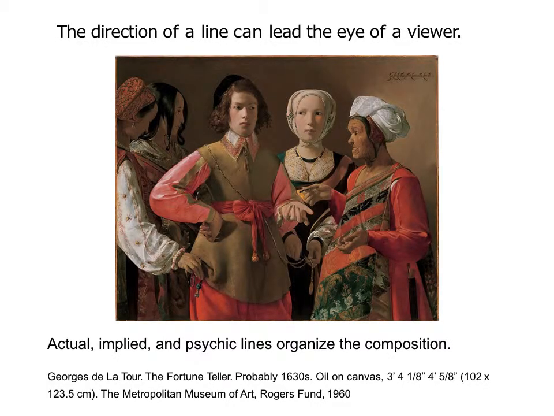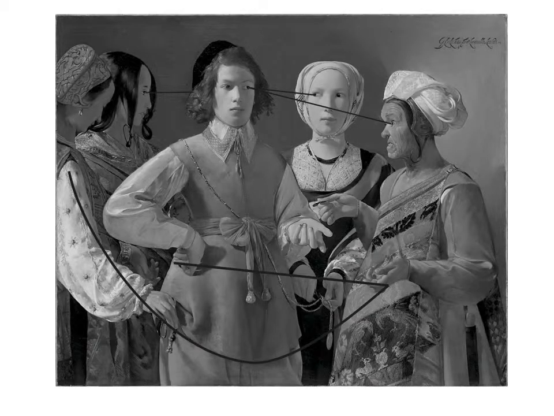The directional line can also lead the eye of the viewer. So when we talk about psychic lines, it's something that helps us lead our way around the picture plane. So look at this piece. We've got a bunch of figures standing around, and if we follow the lines of their eyes and hands, they help to create a dynamic composition.